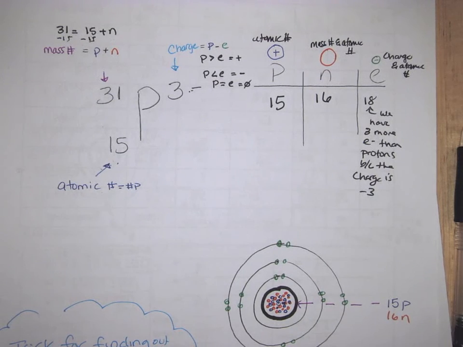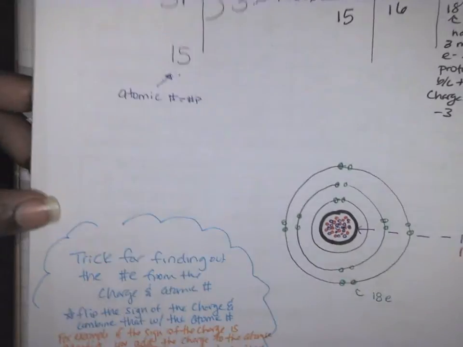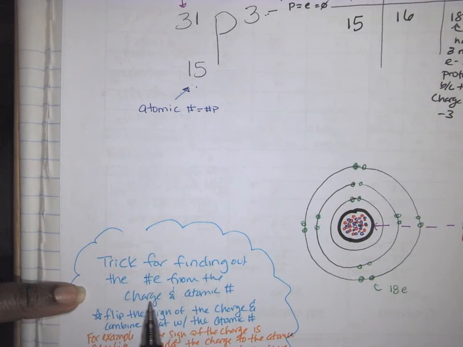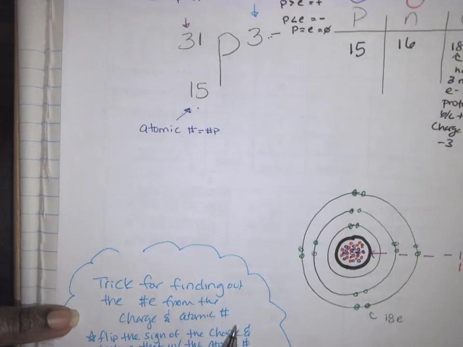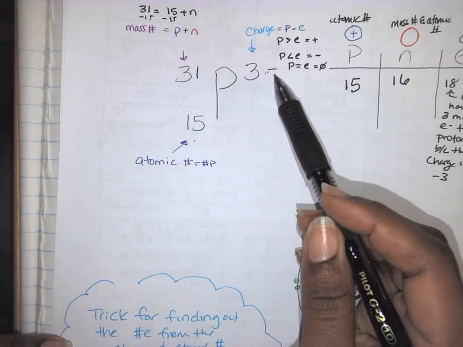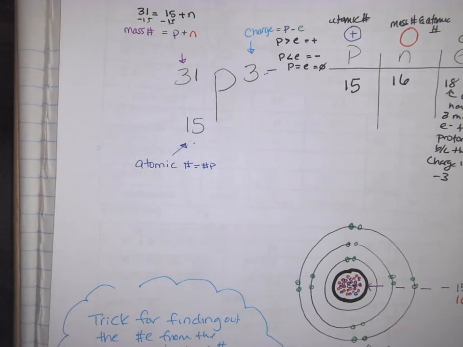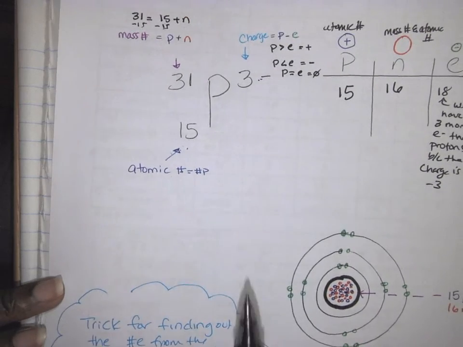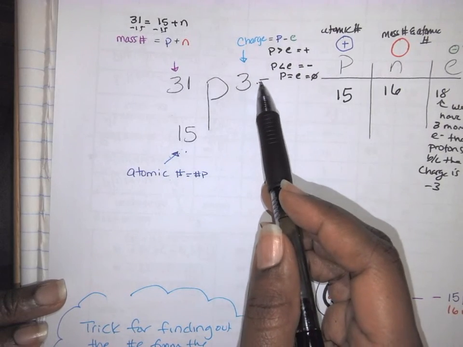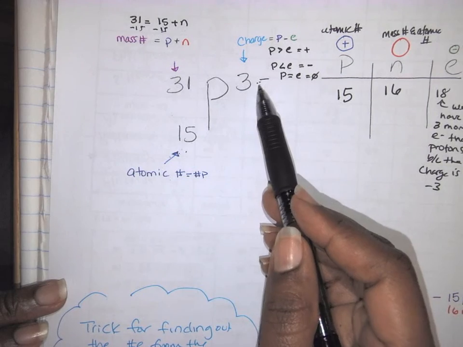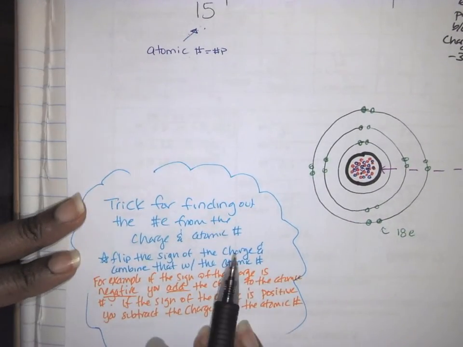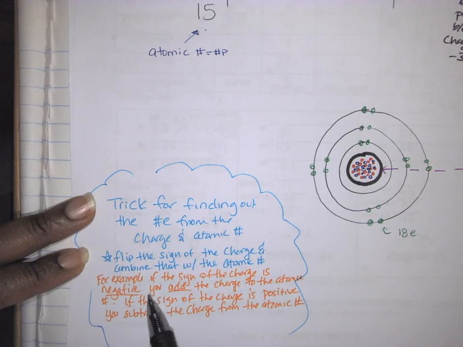The last thing I want to show you is a trick that kids last year talked about. This is a trick for finding out the number of electrons from the charge and the atomic number. So sometimes instead of doing that mental work, oh, the charge is negative, that means I have 3 more electrons than protons, what you can do is a simple trick: flip the sign of the charge and then combine the charge with the atomic number. So in this case, for example, the charge is -3.